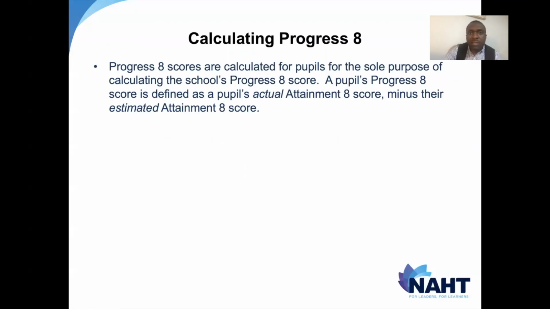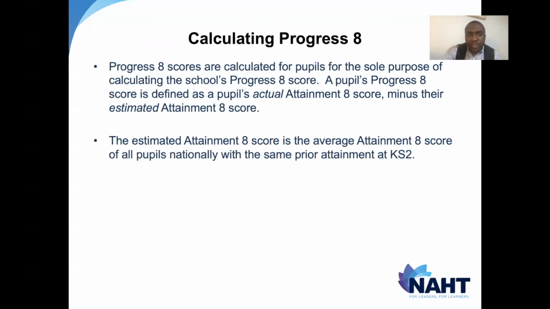Progress 8 is calculated for schools, to calculate a school's Progress 8 score. So Progress 8 is not really related to the kid, it's related more to the school. You know how to calculate the kid's attainment minus the estimated attainment score.